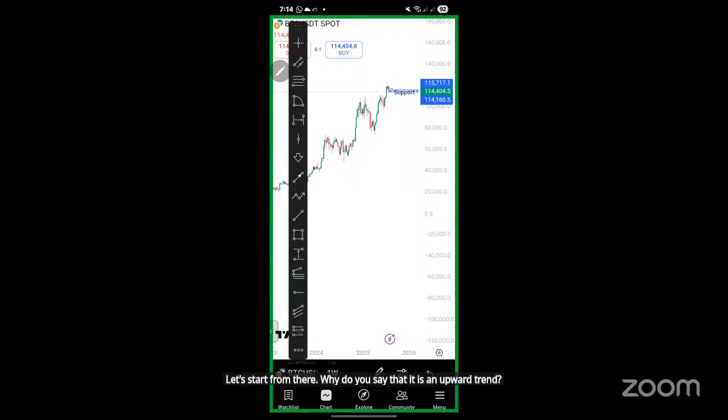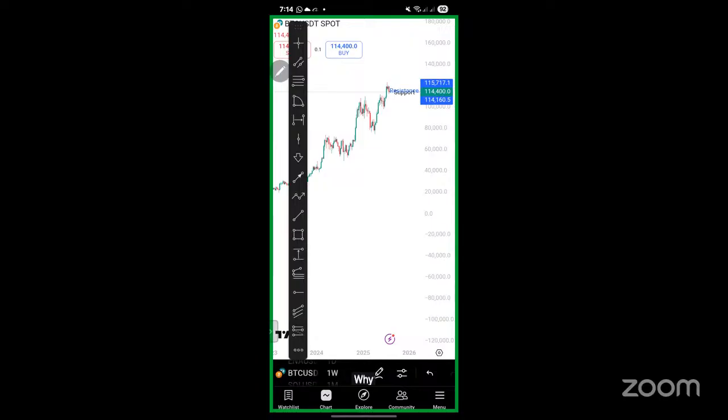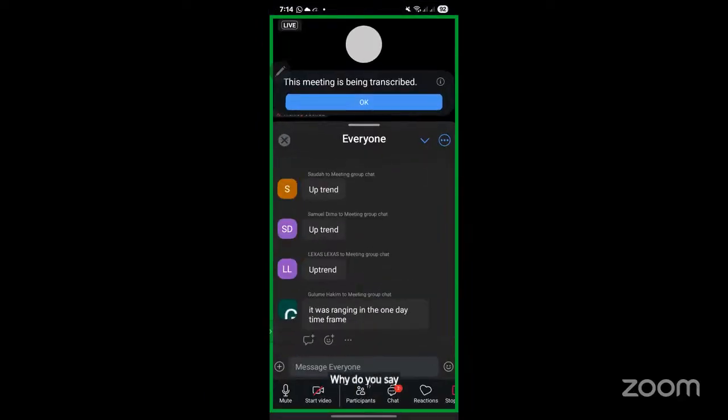Why do you say it is an upward trend? And why do you say it is a ranging market? It was ranging in the 1 day time frame. Okay. It was ranging in the 1 day time frame.